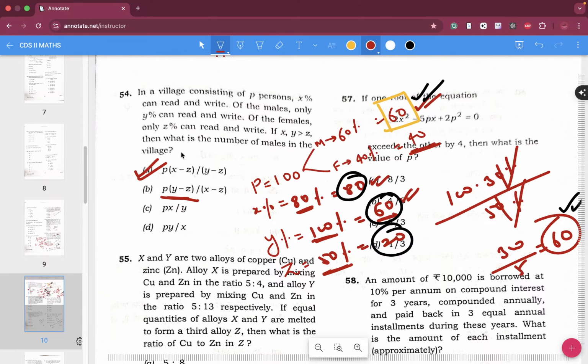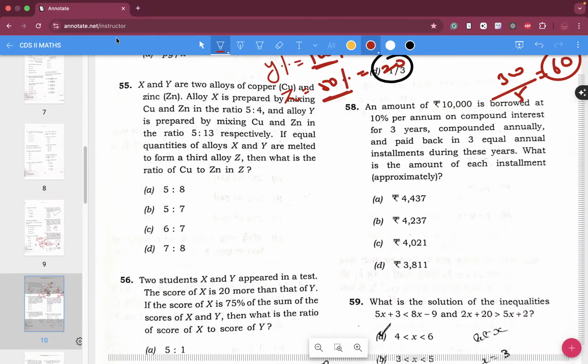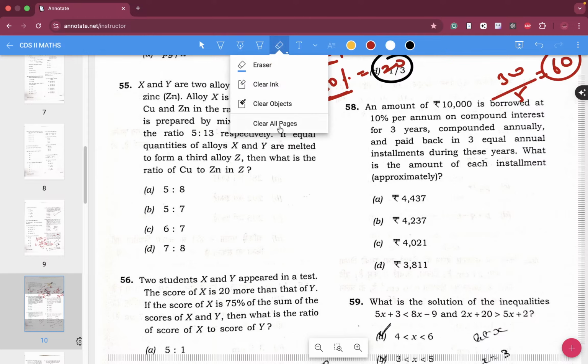You can always do these questions assuming some variables, but it only gets clumsy, folks. When you use the variables, it only gets clumsy, right?